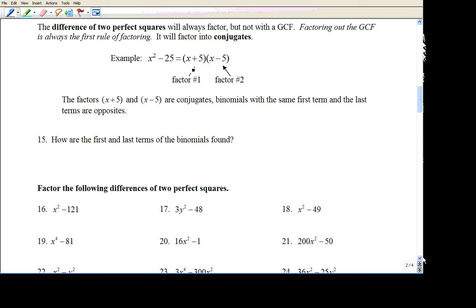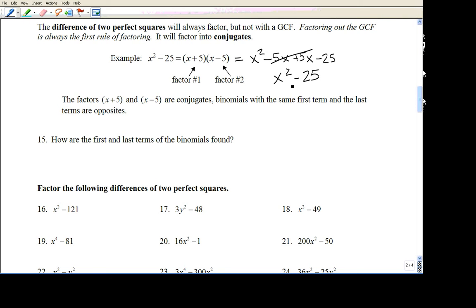So just to make sure you're realizing that it always needs to be opposite signs, when you FOIL out x plus 5 times x minus 5, first we have x times x, which is x squared. Outside is minus 5x, inside is plus 5x, and last is negative 25. Well, the negative 5x and the positive 5x cancel, so you're just left with that x squared minus 25.